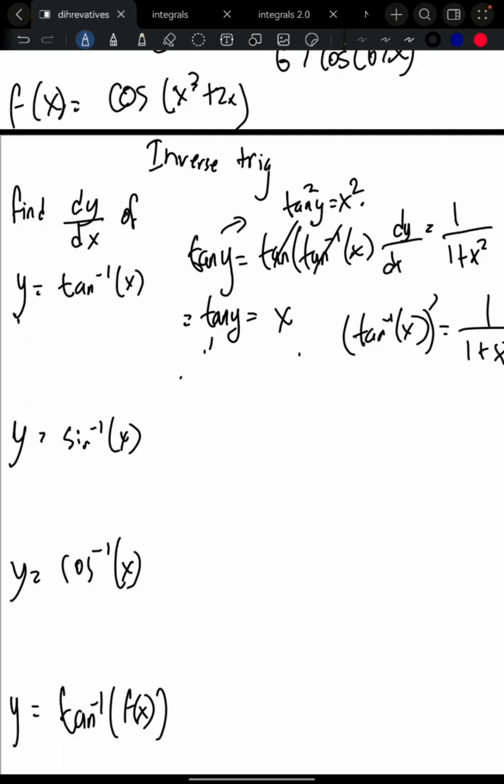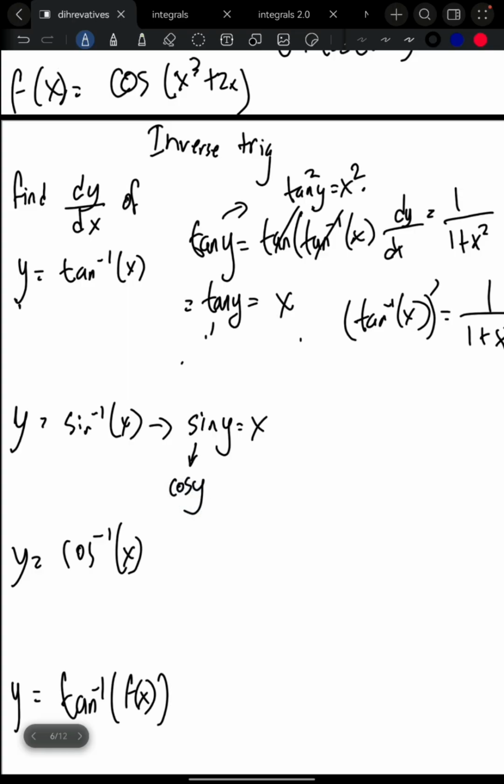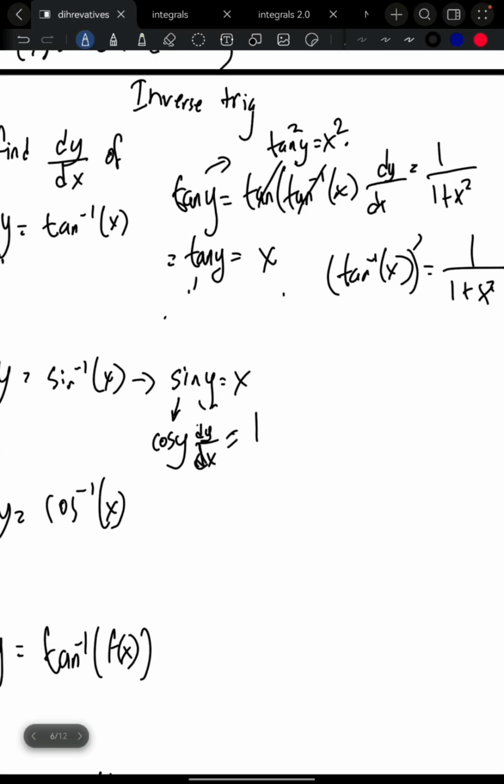For sine, I'm gonna just take the sine of both sides. So it's gonna be sine of y is equal to sine of sine inverse of x. These cancel out, so you get sine of y is equal to x. And I'm gonna differentiate both sides. Derivative of sine y is just cosine y. Then you gotta multiply by the derivative of the inside. We don't know the derivative of y, so I'm gonna just say dy by dx, right? So that is equal to 1 because the derivative of x is 1. And then you just divide by cosine y, so you get dy by dx is equal to 1 over cosine y.